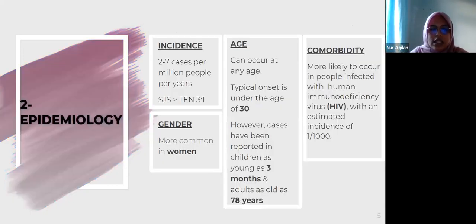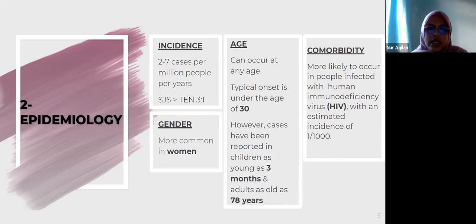Okay, so next is the epidemiology of SJS and TEN. So worldwide, the incidence of SJS and TEN is estimated to happen in 2 to 7 cases per million people per year. And then the occurrence of SJS is 3 times more likely than TEN. Okay, so in terms of gender, SJS and TEN is more common in women compared to men, and the ratio of women to men is 2 to 1.